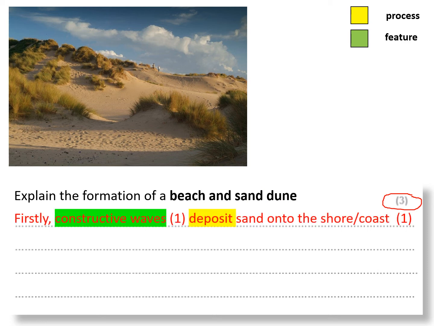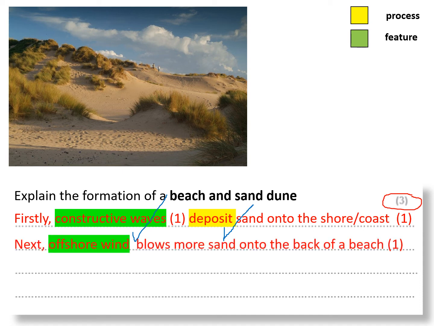Answers. Firstly, constructive waves, tick. Deposit, we needed a process. They deposit sand onto the coast. That's already 2 marks. Our 3rd mark, offshore wind, which I suppose is a feature, but you can't see it, you can't touch it, but there you go. Offshore wind blows more sand onto the back of a beach. There is our 3rd mark. I told you it was easy.